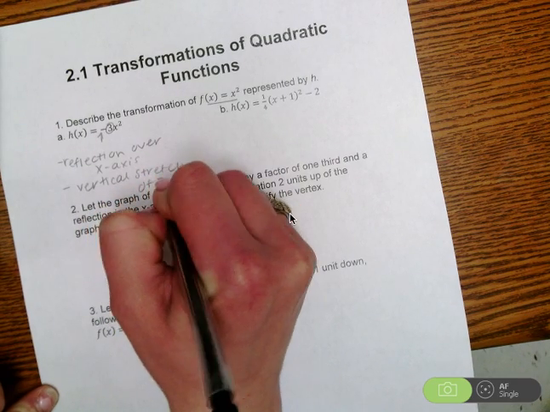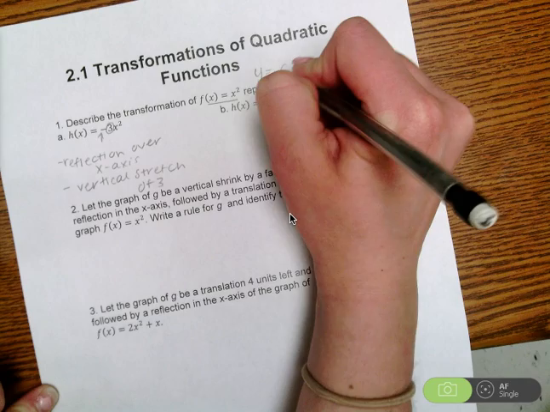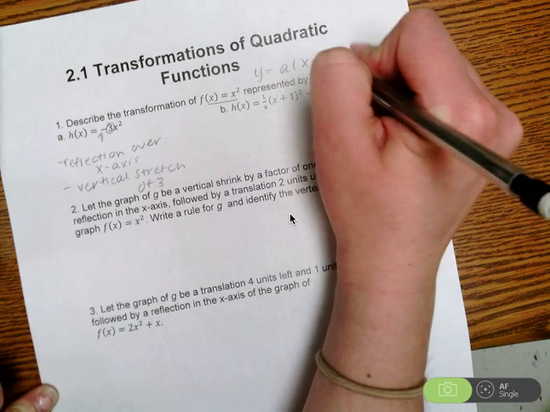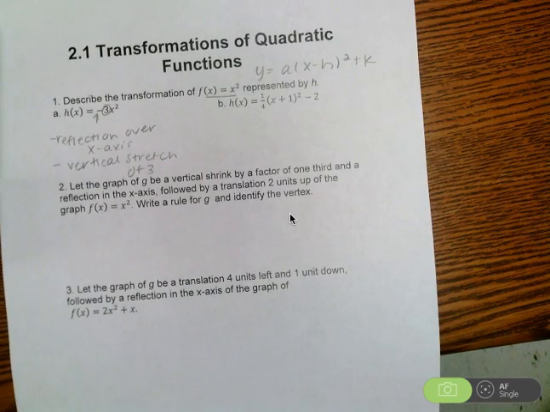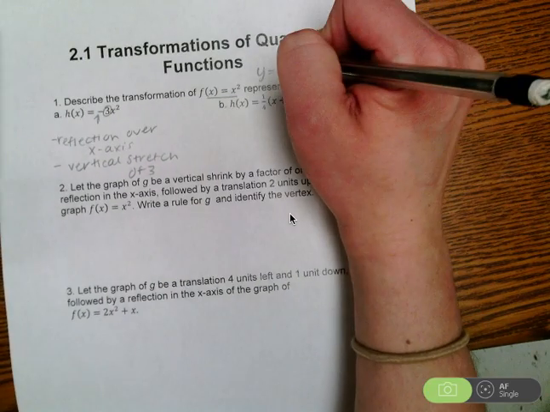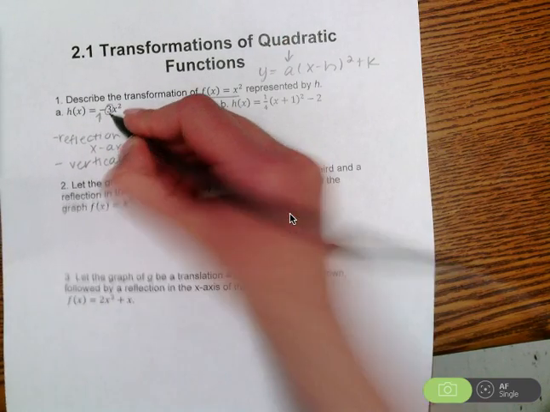of 3. And if you don't remember, we're coming from what we call vertex form. I know we haven't talked about that a whole lot yet, but we're coming from vertex form, and that a value is a stretch or a shrink. Okay, a number out in front is a stretch or a shrink. That's why you have a 3.